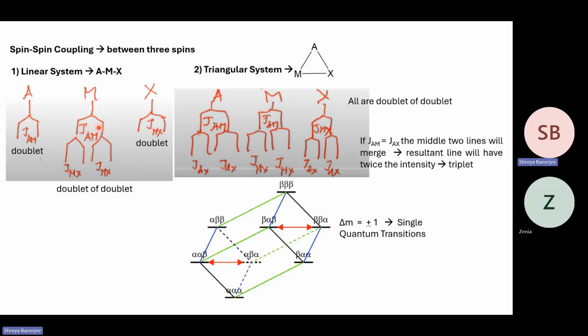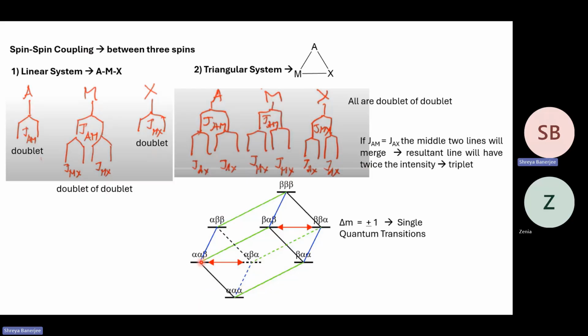Because initially there is a doublet and again there is a doublet. And similarly, X will be split by M into a doublet with the coupling constant Jmx. Now, if you have a triangular system, each of them is being split by the other two. So each of them will give a doublet of doublets. So this is how the spin-spin coupling happens between three spins.